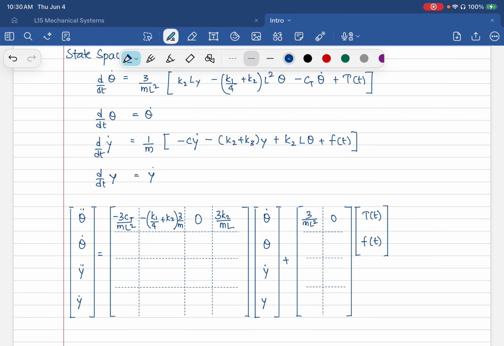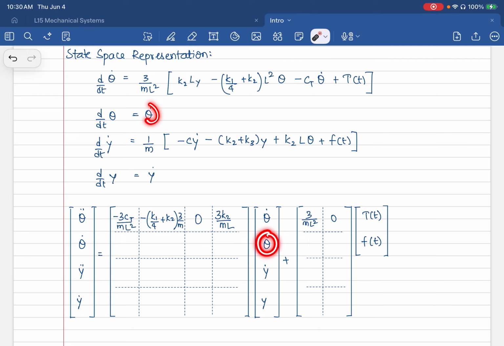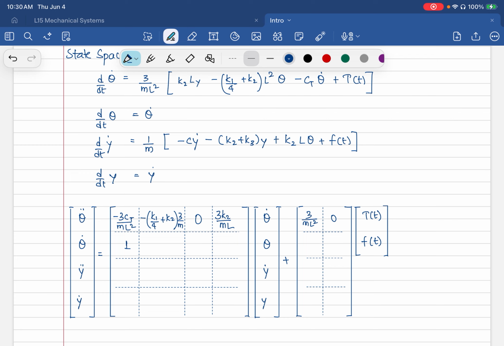The second one is the differentiation of this is equal to theta dot. So it's this line here. It's just saying this is telling you what that second variable is. There's no relation to tau of t and f of t.